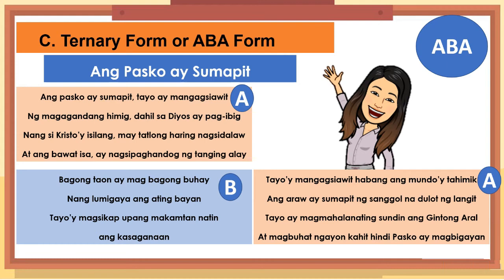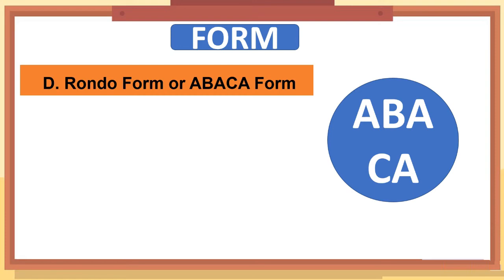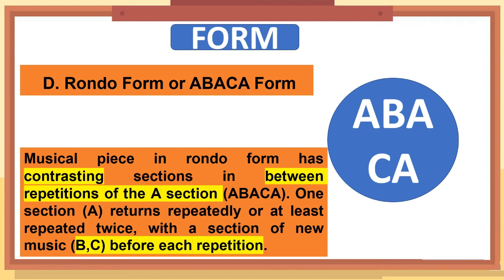So the fourth one is rondo form or ABACA form. A musical piece in rondo form has contrasting sections in between repetitions of the A section. One section, that is A, returns repeatedly or at least repeated twice with a section of new music, that is B and C, before each repetition. Rondo or ABACA is made up of five or more musical parts with some repetitions. Let us hear the song Maligayang Araw.